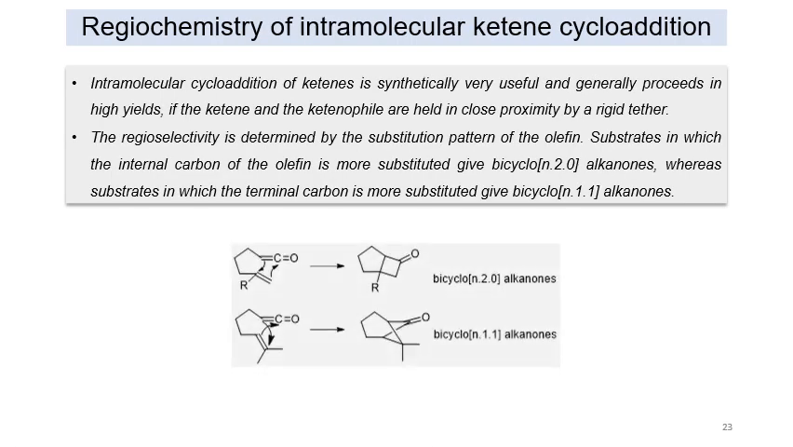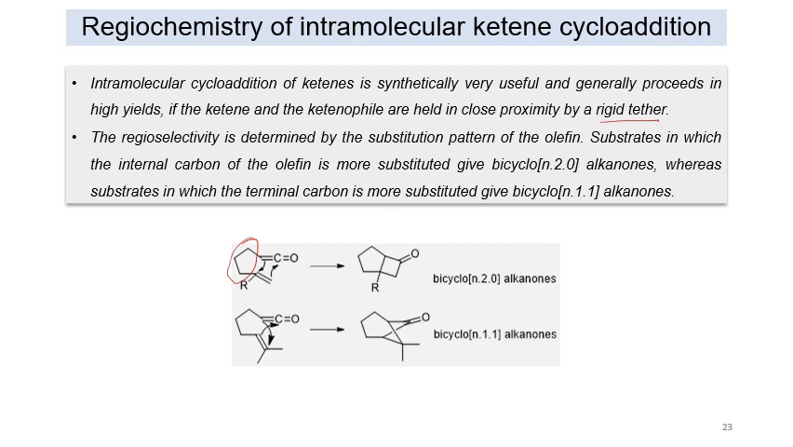The intramolecular cycloaddition of ketenes is synthetically quite useful. Usually it proceeds in high yields, if the ketene and the ketenophile are held together in close proximity by a rigid tether. So this should not be very fluxional. If it is, then the cycloaddition is not very effective.